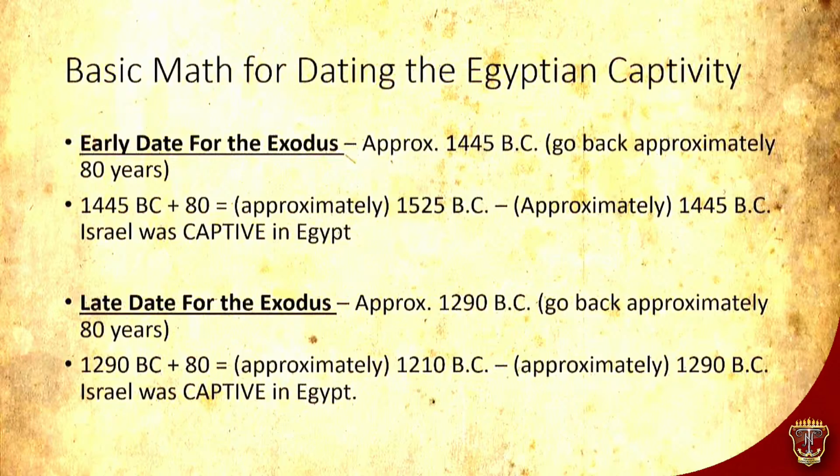Oh, okay, yeah. I totally did that backwards. So disregard that. I'll just read it for you. 1290 BC plus 80 years would have given you approximately 1370 BC, which is when the scholars say the earlier captivity or the Exodus would have occurred. So you have two different dates for the Exodus. There's a later date and there's an earlier date.